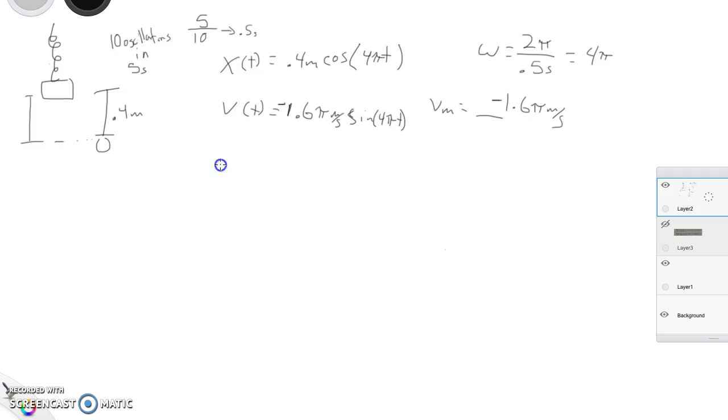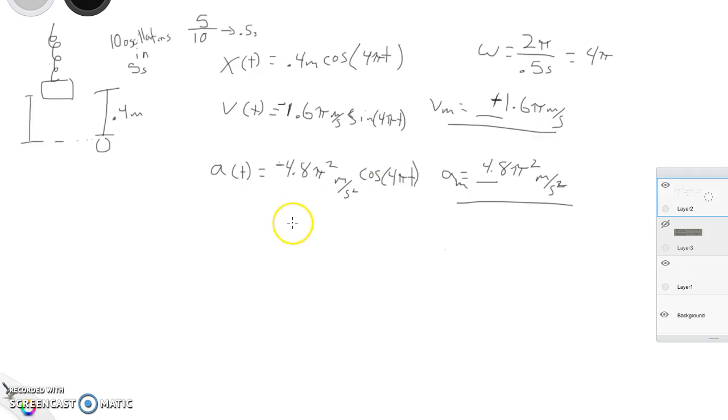Alright, next I want you to find the acceleration function and tell me what the maximum acceleration is equal to. And this would be positive because it's a magnitude. Alright, so we take the derivative of this. 4 pi times negative 1.6 pi is going to be negative 4.8 pi squared meters per second squared times cosine of 4 pi t, and the magnitude of our maximum acceleration at those peak points is going to be 4.8 pi squared meters per second squared. And there we go.